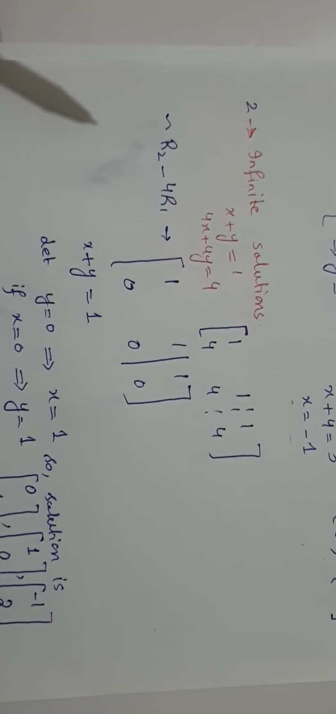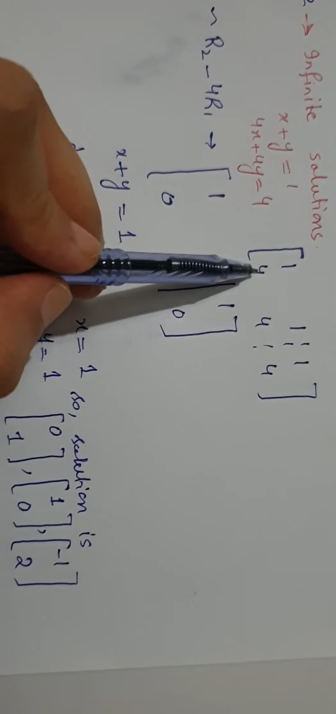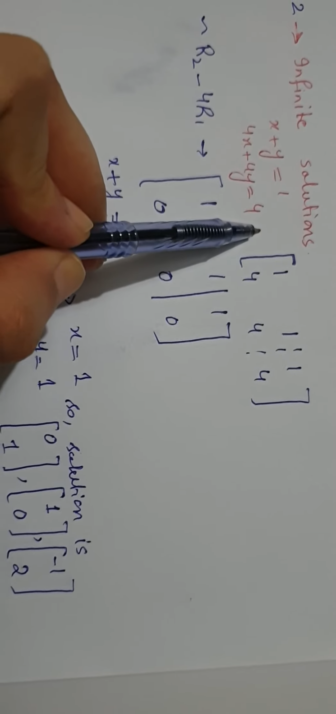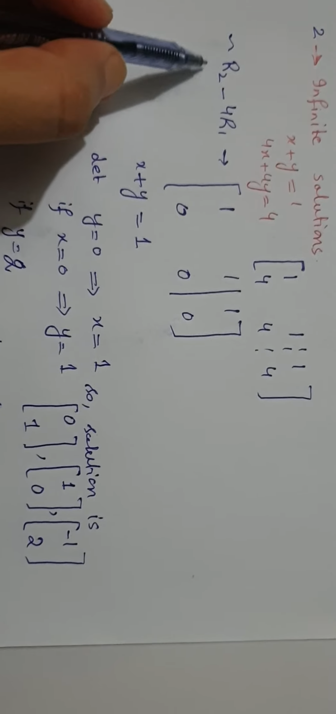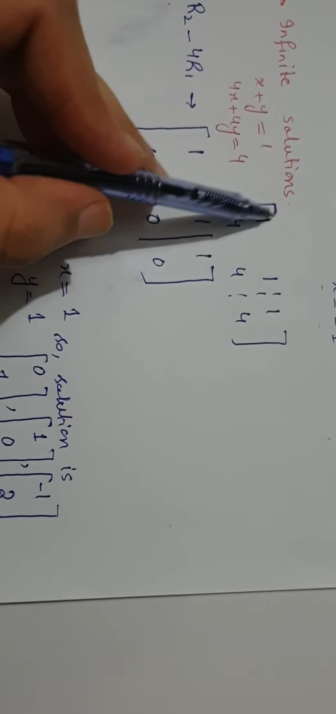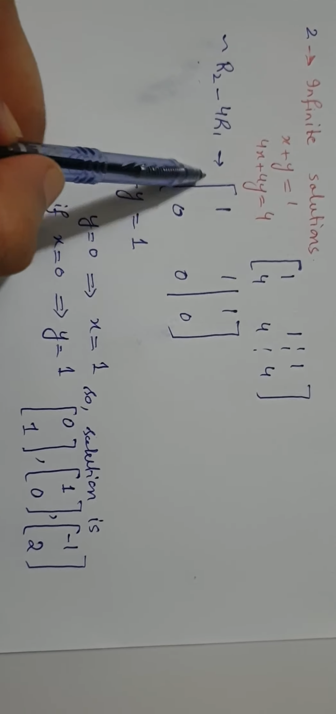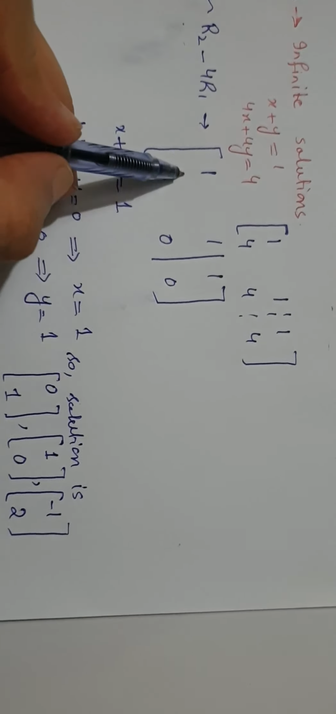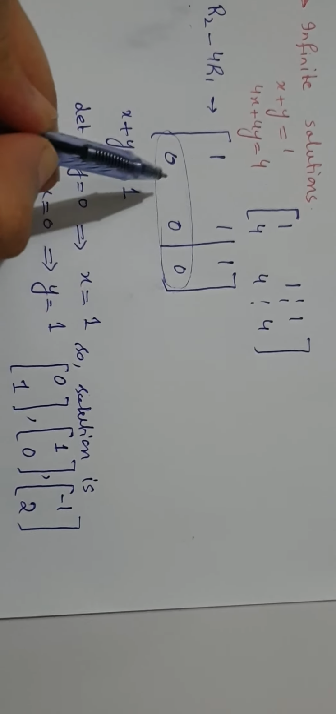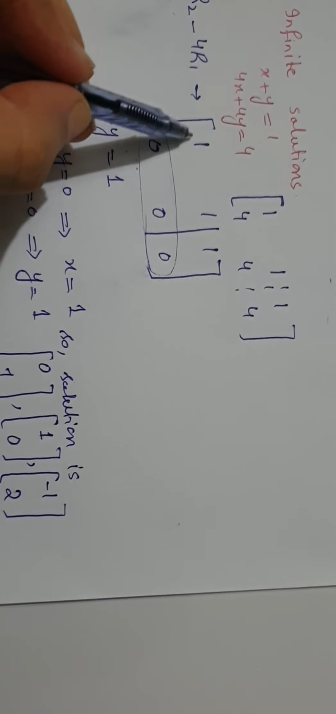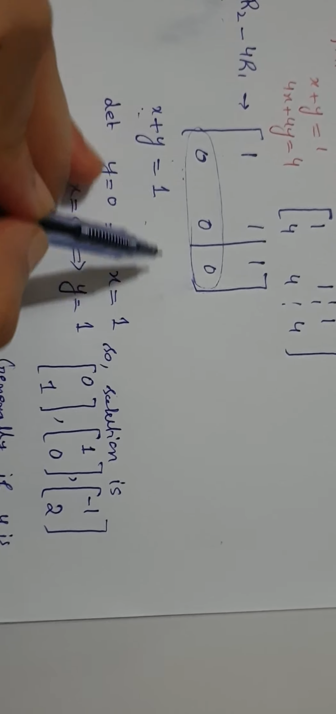The second case is when infinite solutions exist. In this case, again I have written the augmented matrix from the given set of equations, and then I have written the row operation R2 minus 4R1. When I perform this row operation on the given matrix, I obtain this form, and in this form when I perform the back substitution step, I obtain the equation x + y = 1.